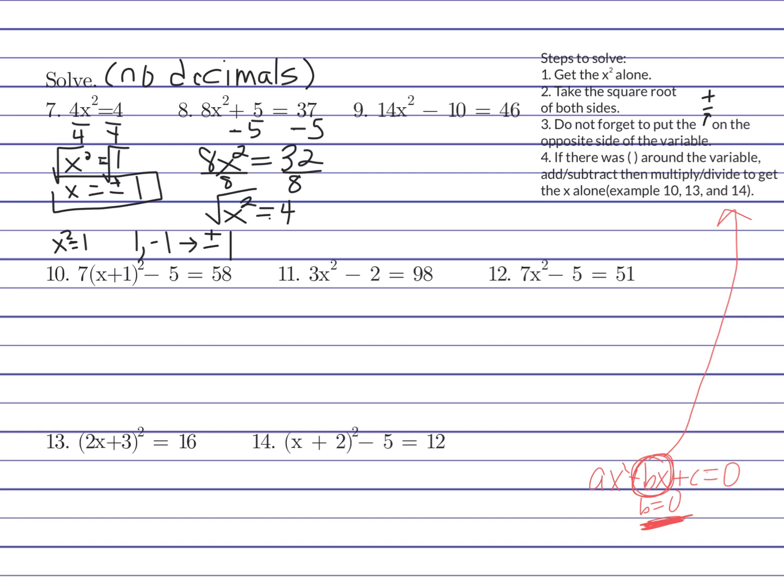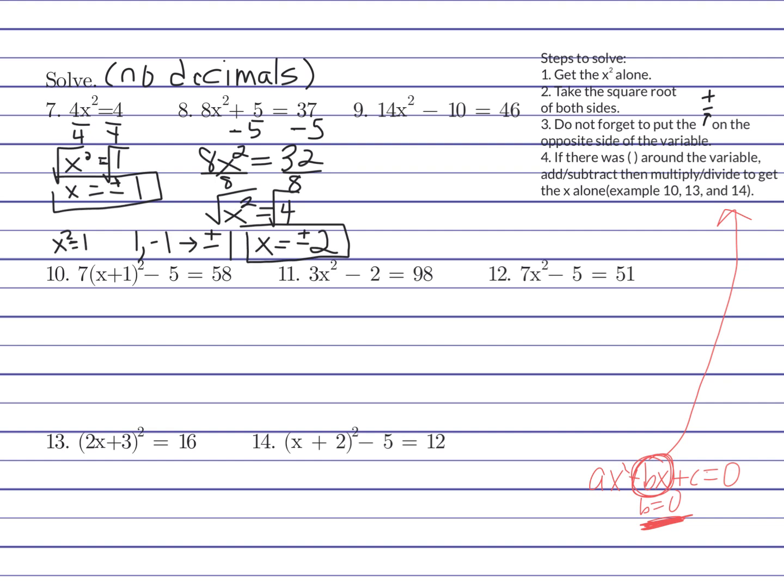Take the square root of both sides. That's what step 2 says. Take the square root of both sides once your x squared is alone. Step 3 says don't forget the plus or minus. So the square root of x squared is x equals plus or minus, because I can square a positive or a negative to get 4, and that number is 2. So x equals plus or minus 2. That's my answer to number 8.